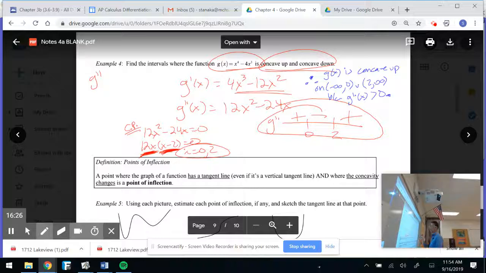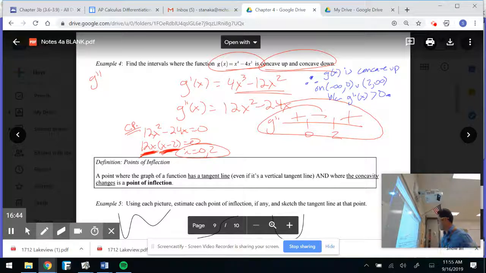I'm not even going to write the next one. You hit pause and you write it down. Okay, hopefully you wrote it down, and it should say g of x is concave down on the interval from 0 to 2. Why? Because g double prime of x is less than 0. Hopefully you hit that pause, and hopefully you're challenging yourself to do those on your own. You're going to learn a lot.